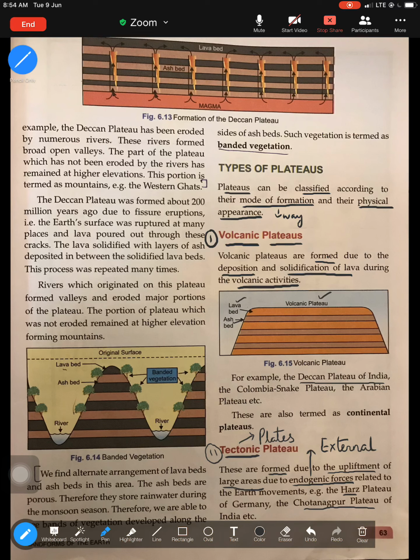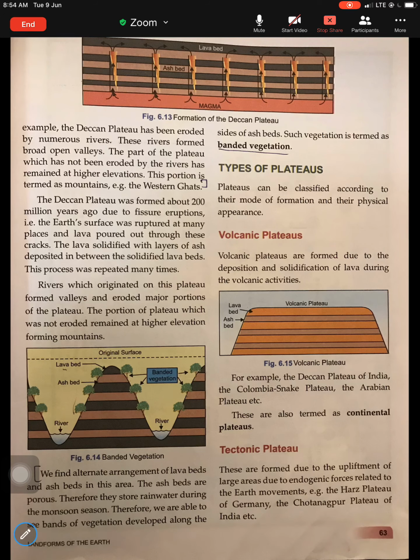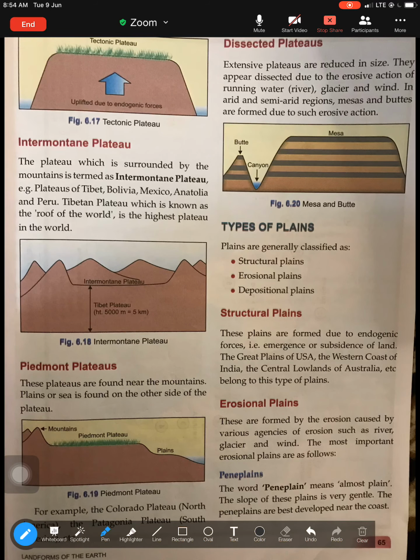All right. So tectonic plateaus are basically formed because of the movement of endogenic forces. Those are your plate movements leading to the upliftment of larger areas. Now here they've given you a picture of how the endogenic forces lead to the upliftment, causing a larger area to uplift, forming a tectonic plateau. So that's the second type of plateau, the tectonic plateau. Please try to connect the word tectonic here with the movement of plates.